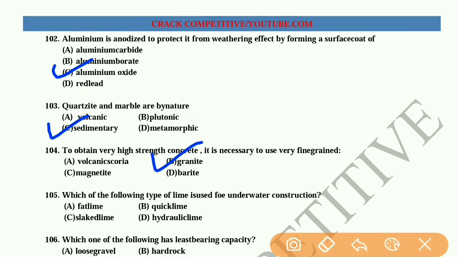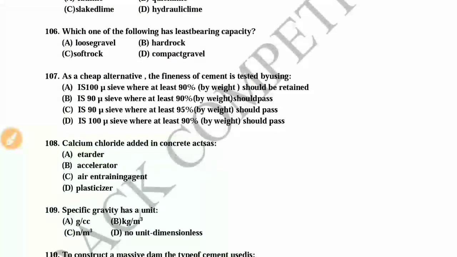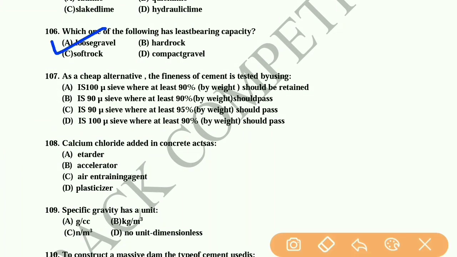Which of the following type of lime is used for underwater construction? This is the hydraulic lime. Which one of the following has least bearing capacity? Loose gravel has the least bearing capacity among these. As a cheap alternative, fineness of cement is tested by using 90 micron sieve and at least 90% should pass from it by weight. Calcium chloride added in concrete acts as an accelerator.